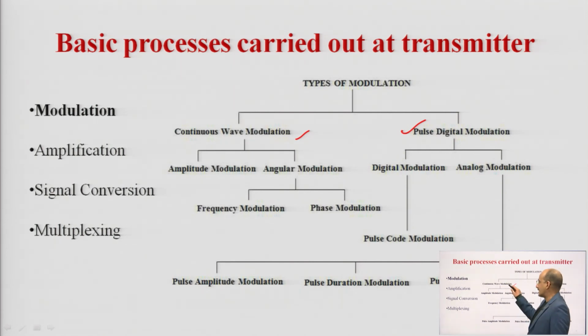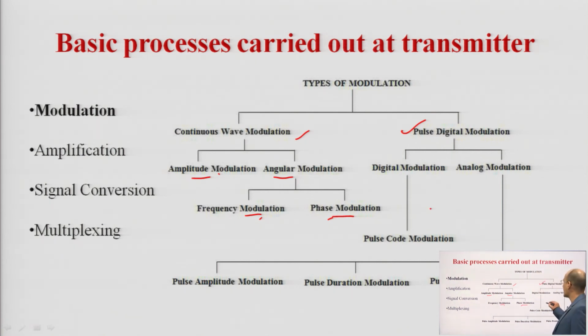Continuous wave modulation is divided into amplitude modulation and angular modulation, and angular modulation is further divided into frequency modulation and phase modulation. Understand one point very clearly: in amplitude modulation, the amplitude of the carrier is varied as per the message signal or baseband signal. In frequency modulation, the frequency of the carrier is modulated, and in phase modulation, the phase of the carrier signal is modulated as per the message signal.